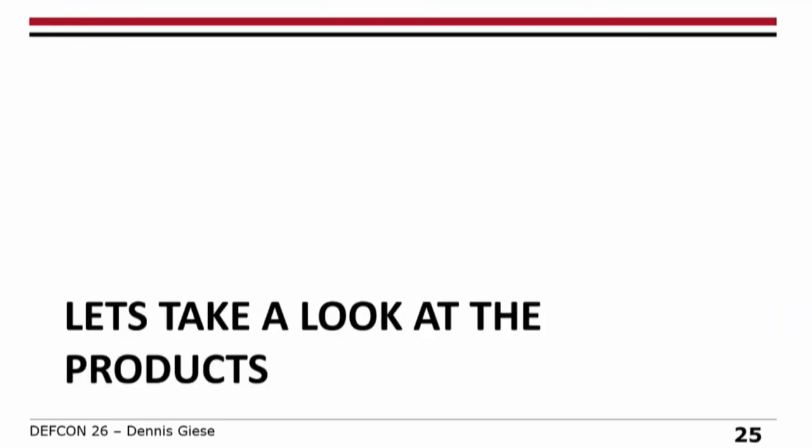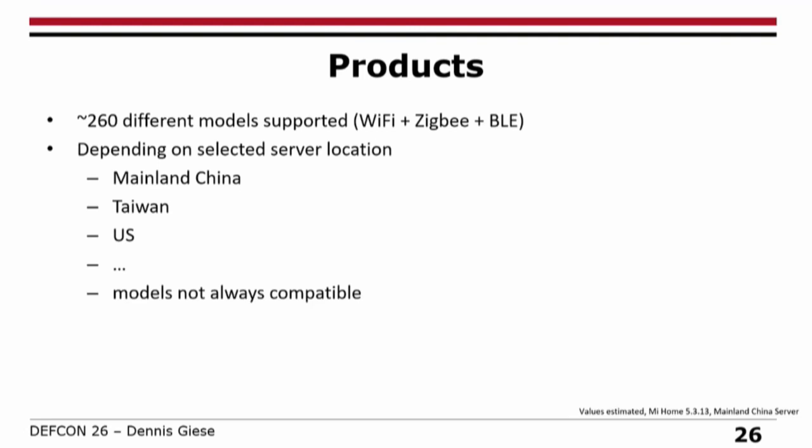Let's move on with the devices. If you use the app for mainland China, or rather, you use the server for mainland China, which most people do because it supports most of the devices, then you have more or less 260 different models which are supported. This could be Wi-Fi, Zigbee, Bluetooth LE, or all together. This is dependent on which server you're using. For example, if you use mainland China, then you have nearly all the devices. In Taiwan, it's way less. And in the US, I think it's a total of like 25 devices. The thing here is the models are not always compatible. Like I said, if you buy a device in Taiwan, then most of the time you cannot connect it to mainland China or vice versa.